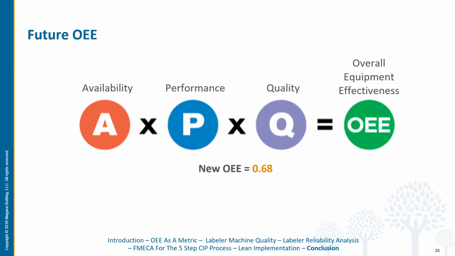Thank you, Caroline. Because the proposed changes have not yet been implemented to the line, our team made educated estimations on what the availability, performance, and quality values would be once our suggested changes would be made. We made these estimations by removing any of the defects or failure modes that the implementations would target, and once we made these estimations, we calculated that the new OEE would be 0.68.